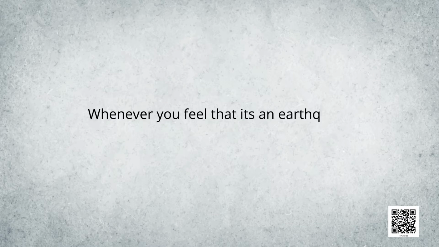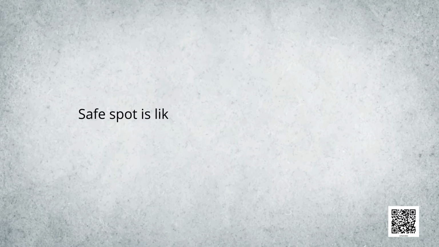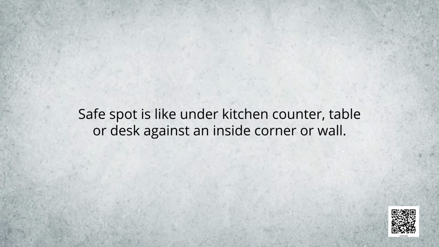So dear children, whenever you feel that it's an earthquake, what do you do? Dear children, we have to make sure that we take some shelter. Where to take shelter during an earthquake? Safe spot. A safe spot is like under a kitchen counter, table or desk, against an inside corner or wall.